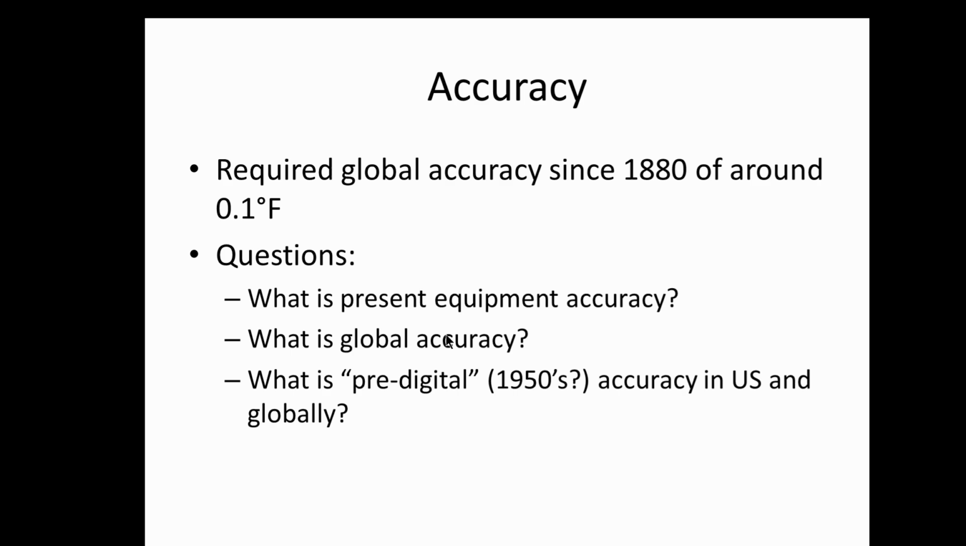The second one: what is the global accuracy? In the US, based on what I've seen, there are a lot of devices being used to measure, but what about global accuracy? Are there devices with high accuracy in the Saharan Desert, in Antarctica? What was the global accuracy of devices back in the 1880s? And to that end, what is the pre-digital, or pre-1950s, accuracy in the US and globally? When you had glass mercury thermometers, probably back in the 1800s, was there the same accuracy that you have today? We're going to try and look at at least some of those issues in this video.